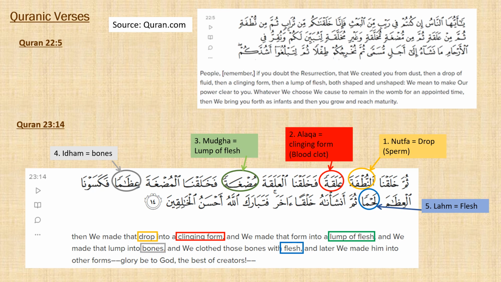Mudgha is number 3, here translated as lump of flesh, but also translated as chewed up flesh. Number 4, izam, which means bones. Number 5, lahm, which means flesh. The multitude of translations and interpretations for the same verses prove that the Quran is not a clear book.